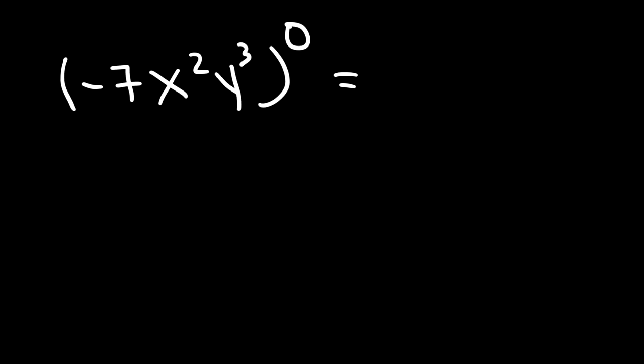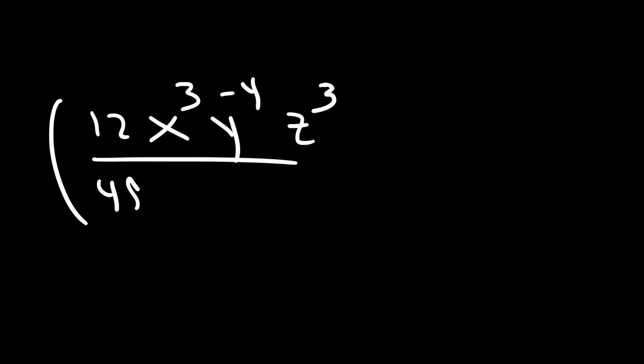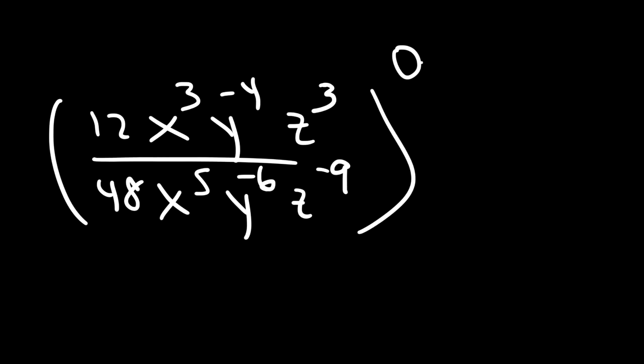Now, what if you were to see a problem that looks like this? In parentheses, -7 x squared y cubed raised to the 0 power. What is the answer? Anything raised to the 0 power is 1. So 5 to the 0 is 1. 3 to the 0 is 1. So even if you were to see a huge problem like this, with a lot of variables, but if it's raised to the 0 power, the final answer is simply 1. So keep that in mind.